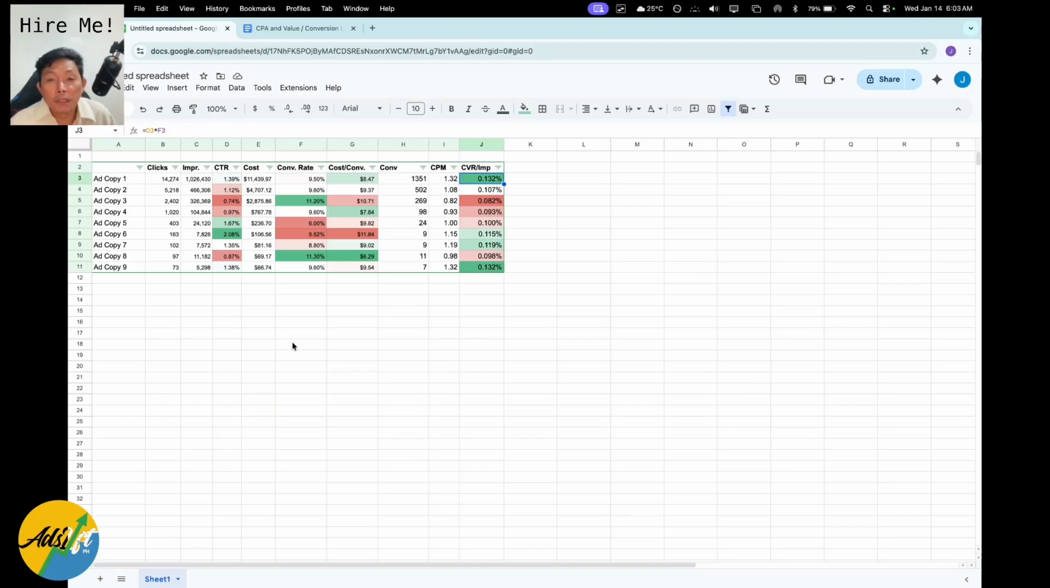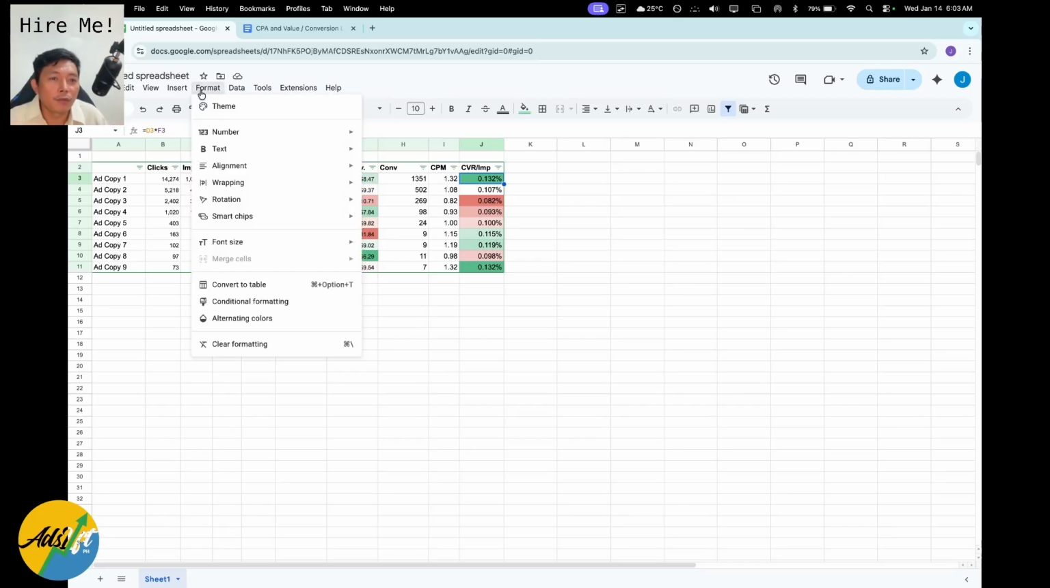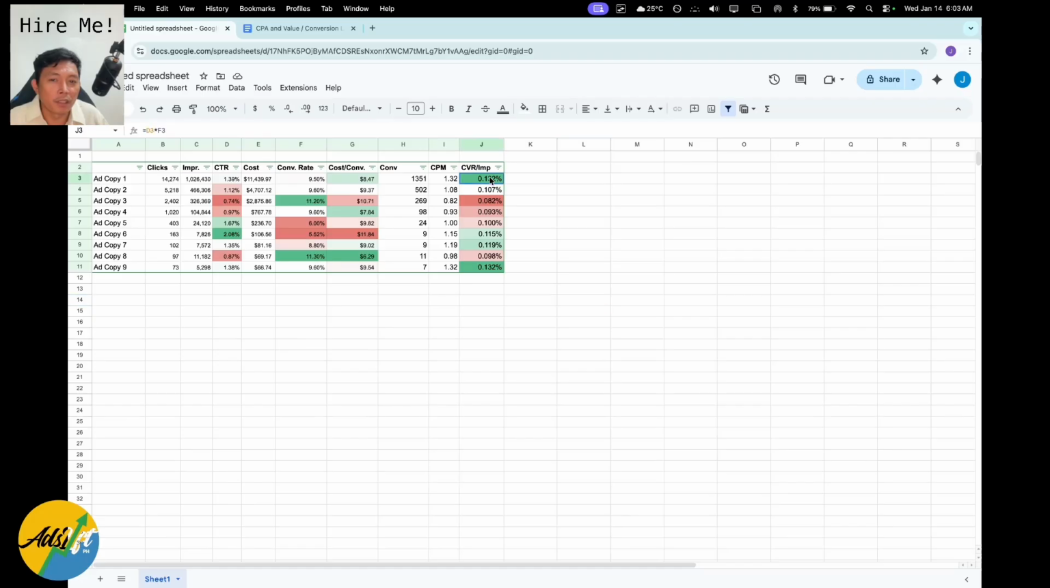So the best way to see which ad copies' data metrics differentiate from each other is to have it extracted in Google Sheet or Excel, and then go to Format, Conditional formatting, and apply conditional formatting to conversion per impression. So this is coming from CTR times conversion rate.